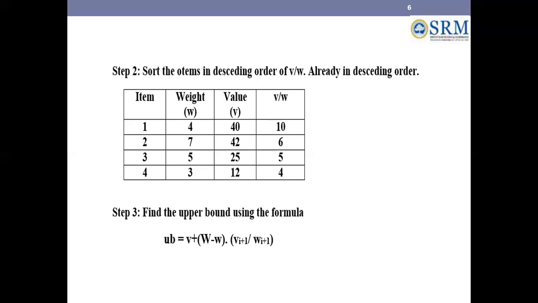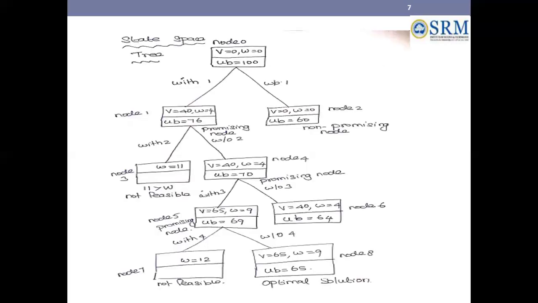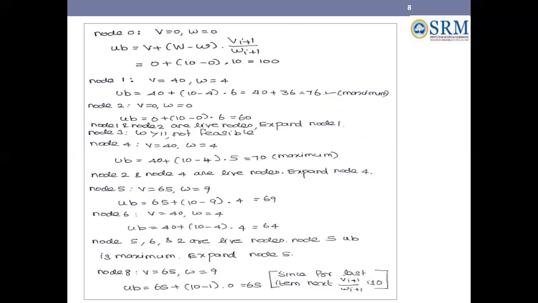W is 0. 0 into 0 minus 0 into any value. That is 0 minus 0 is 0 into V, plus 16. What is the V value? Substitute the value, find out the upper bound, that is 100. See how we are calculating.